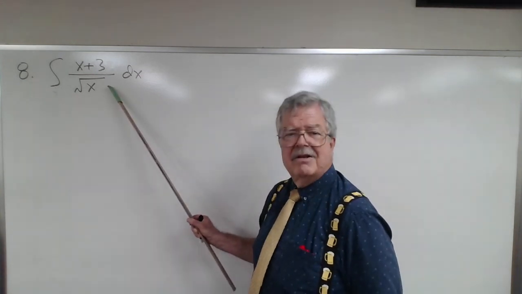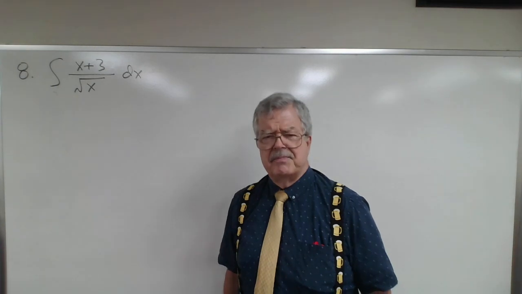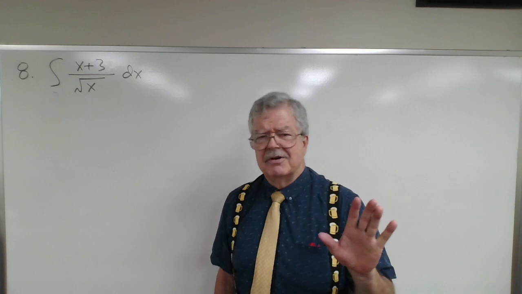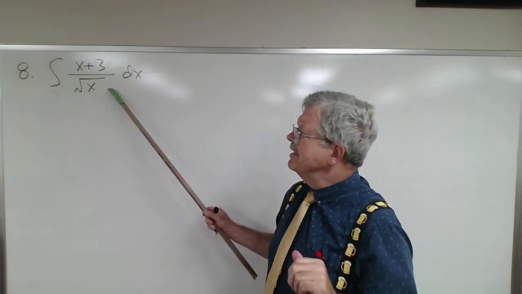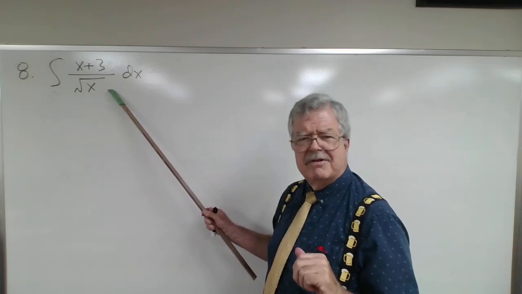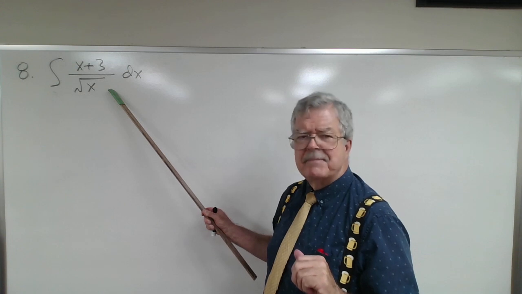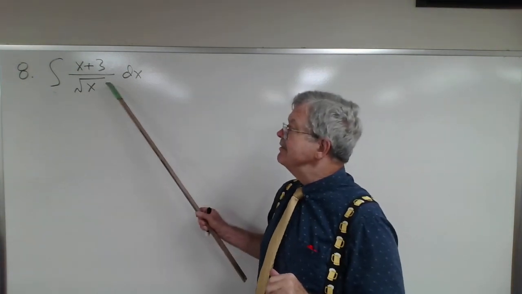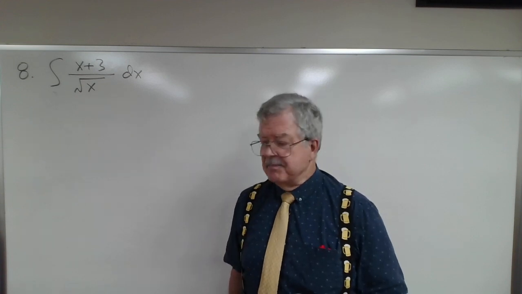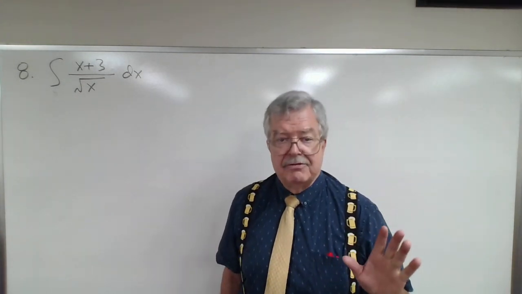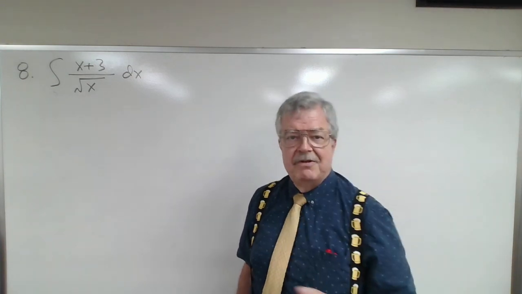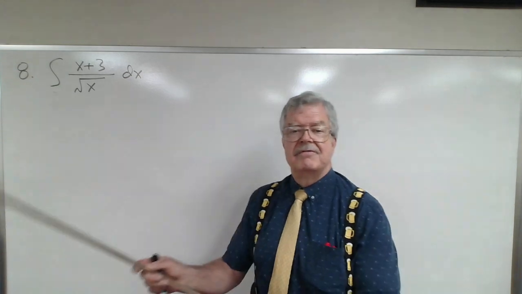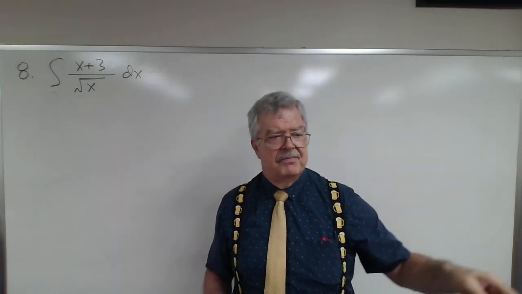Nevertheless, we have an antiderivative of a quotient here. But in the book, did it ever give us a quotient rule for the antiderivative of quotients? Did I ever give you a quotient rule for the antiderivative of quotients? Nope, because there isn't one. There is no formula for computing the antiderivative of a quotient in general.